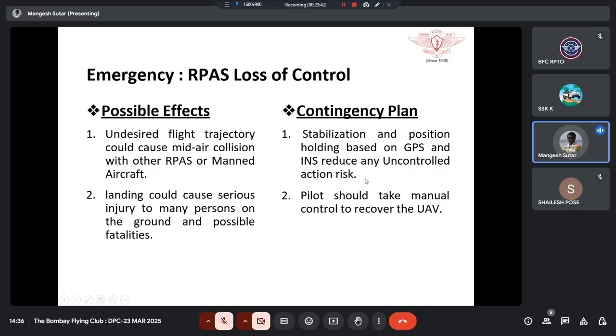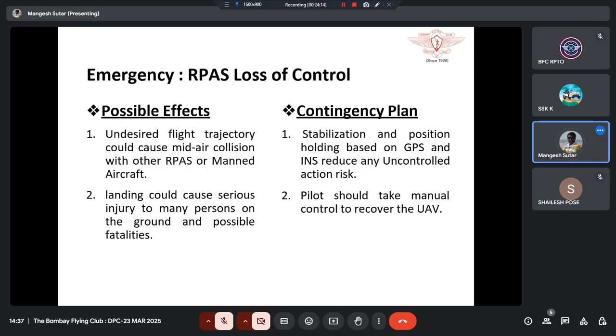So your drone can be configured in such a way that in case RPAS loss has happened, the drone could go into a stabilization mode or could go into a position hold kind of scenario. So if it is not able to communicate with the GCS, the drone will continue, but it will not move from that particular position. It will go into such a mode that it will keep on hovering at one particular position till the GCS is back.